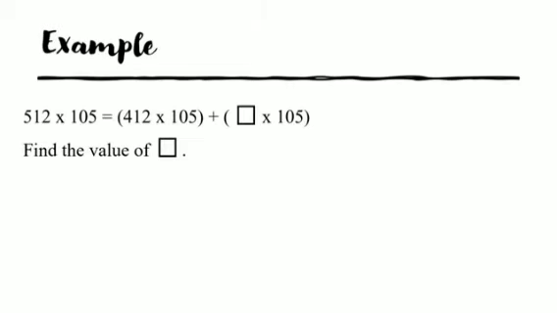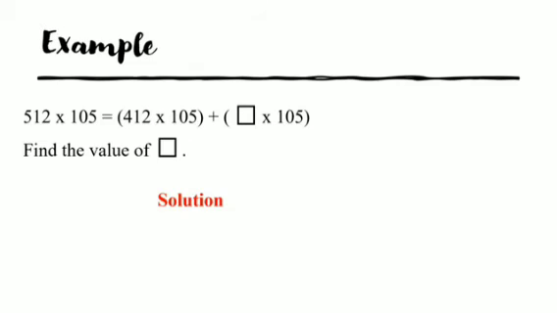Here's an S.E.A example. Take a minute and pause the video and see if you can figure it out. Looking at the solution, you would recall that seeing that 105 is in both brackets, we can safely say that 105 was the multiplication that was distributed.